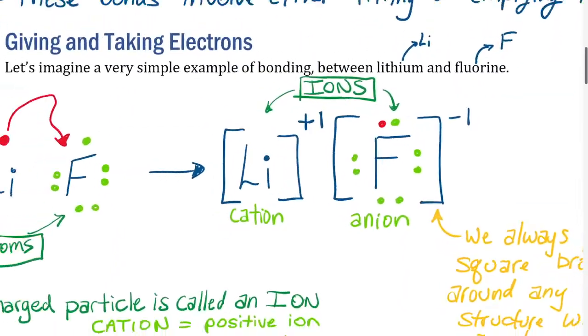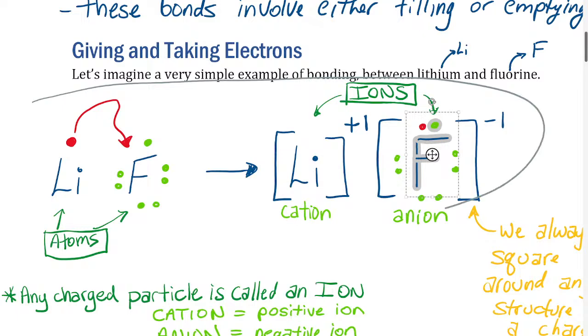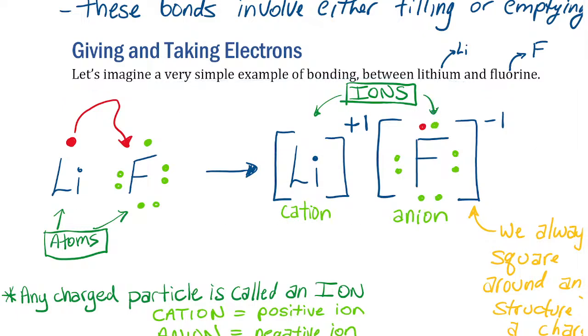A reminder that when we draw these out, when we show what has happened, on the left, before they've given their electrons away, these are just atoms. On the right, we call them ions because they now have a charge. And whenever something has a charge, we draw square brackets around it in its Lewis structure, and we write the charge at the top. So in this case, the lithium has taken a positive charge, so we draw square brackets around it. We put the positive one there, and we call that the cation. The cation is the name we give to a charged particle that has a positive charge.